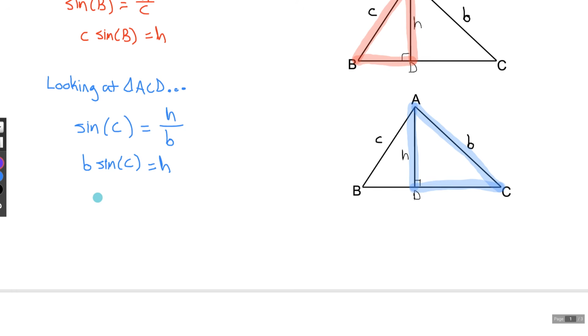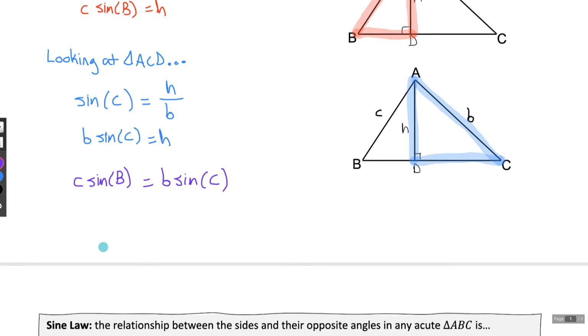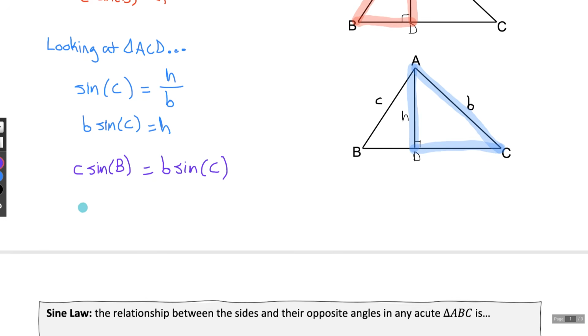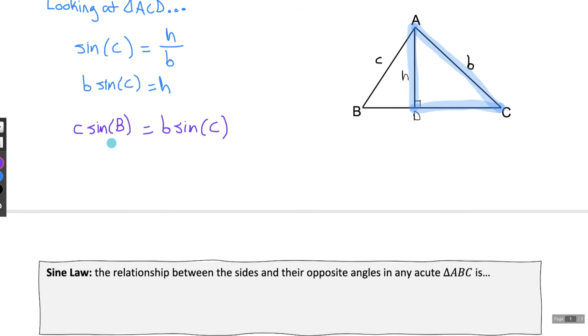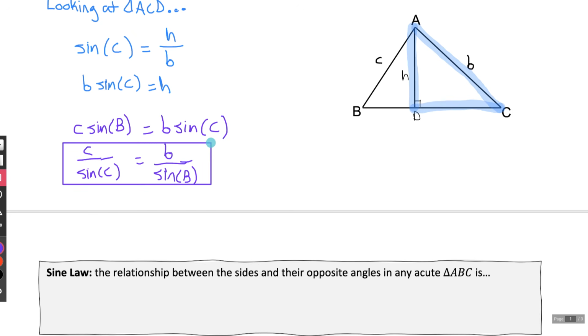So what I could say is that C sine B is equal to B sine C. Since they are both equal to H, they must be equal to each other. And then let me algebraically manipulate this a little bit. I'm going to divide the sine B to the right side and divide the sine C to the left side. So I'd have C over sine C equals B over sine B. So there is one part of the sine law equation. Notice it tells me that C over sine C equals B over sine B.